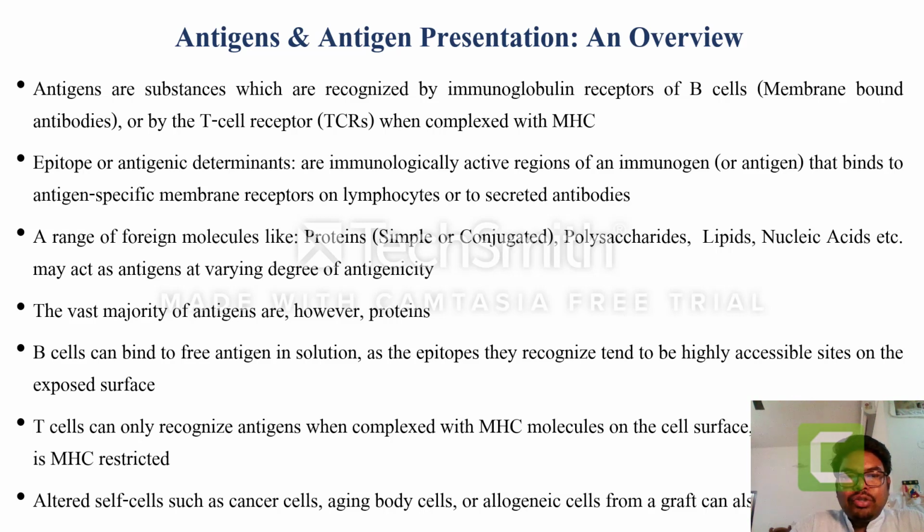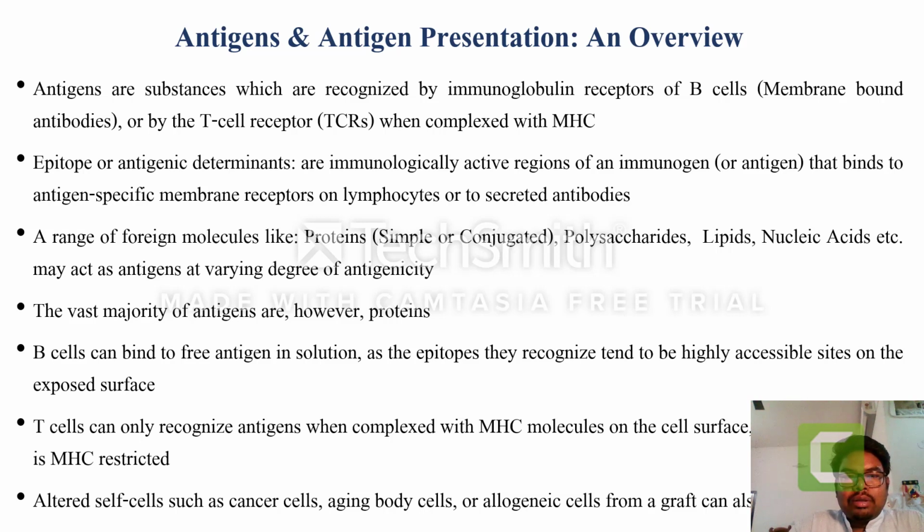Now there are a range of different types of antigens. For example, we do have proteinaceous antigens. We do have antigens which are polysaccharides, which are lipids, and also we have nucleic acid based antigens. The antigenicity of these different types of antigens varies. By far, the most prominent or the majority of the antigens are proteins.